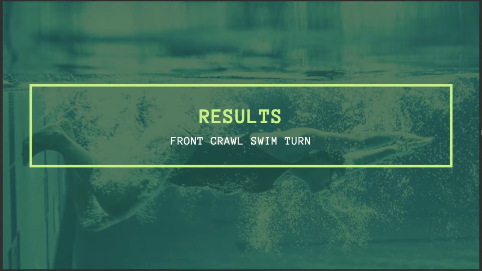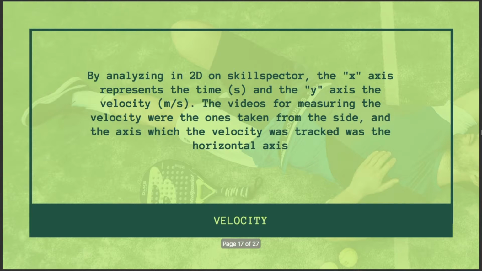The following results were obtained. By analyzing in 2D on SkillSpectre, we obtain a velocity graph, in which the x-axis represents the time measured in seconds and the y-axis represents the velocity measured in meters per second. The videos for measuring the velocity were the ones taken from the side, and the axis in which the velocity was tracked was the horizontal axis, or the axis in which the swimmer approached the wall.